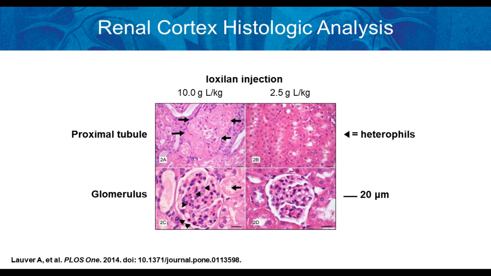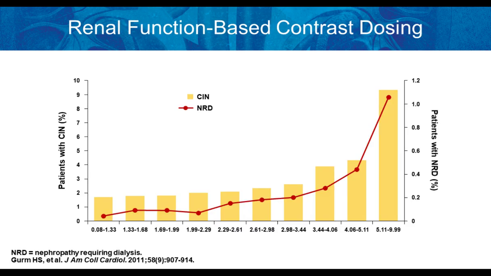Now, when you take this to a population, we see the same effect. So these are data from our group. We looked at about 50,000 patients in the state of Michigan that underwent PCI, and we looked at the ratio of contrast volume to creatinine clearance. So if your creatinine clearance is 60 and you got 60 ml of contrast, your ratio is 1. If you got 120 ml of contrast, your ratio is 2, and so on.